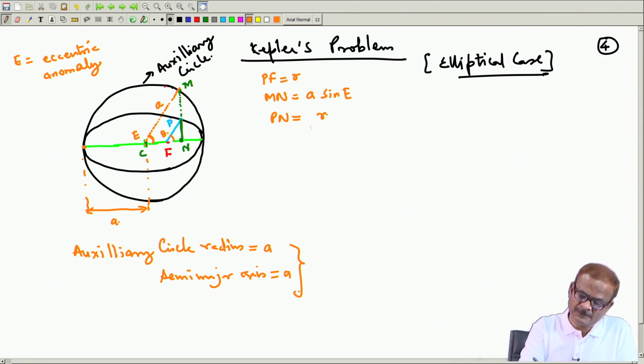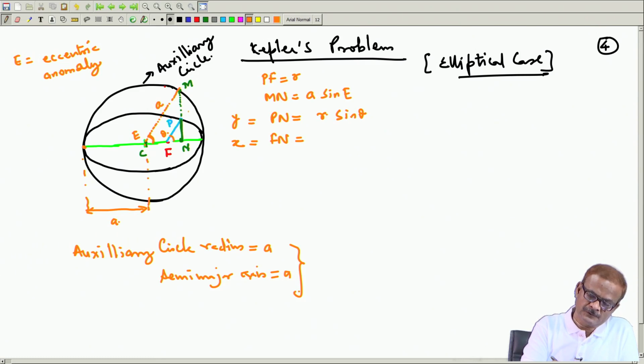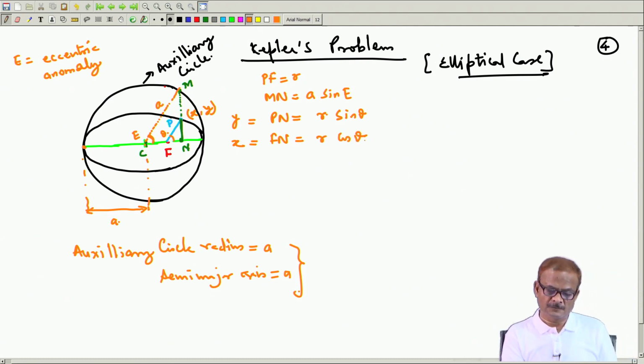And PF we have written as r, because PF equal to r. So, PN becomes equal to r sin theta. And similarly, FN is nothing but x and this is nothing but y, the coordinates of P. So, P has coordinates x, y. So, FN is r cos theta. So, this we have written.